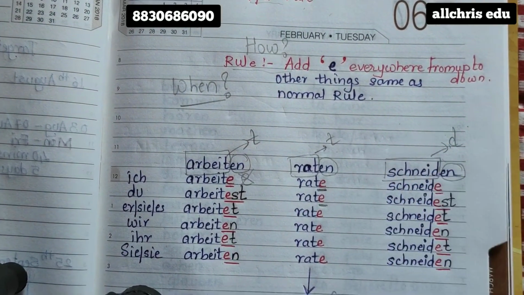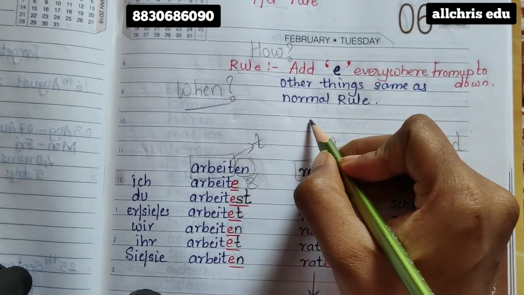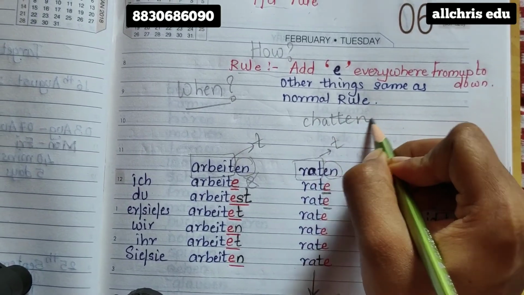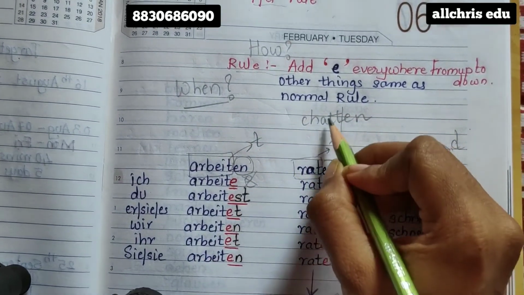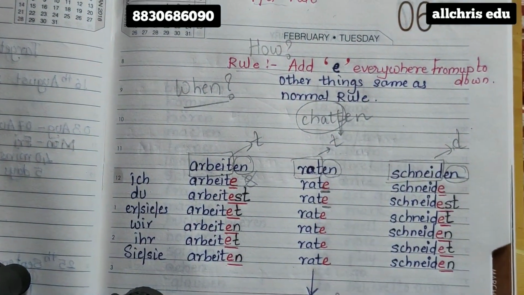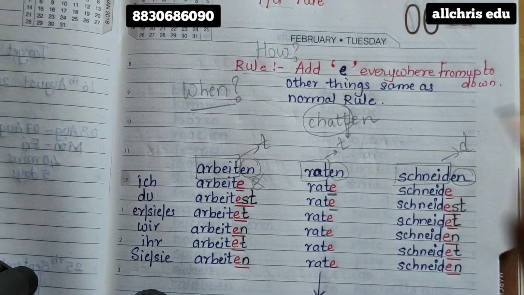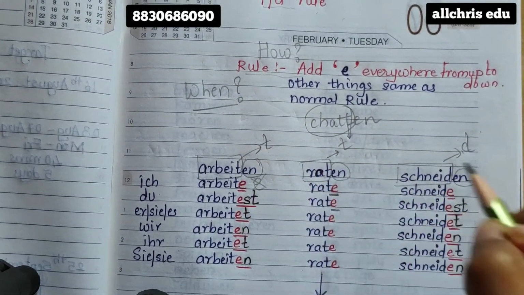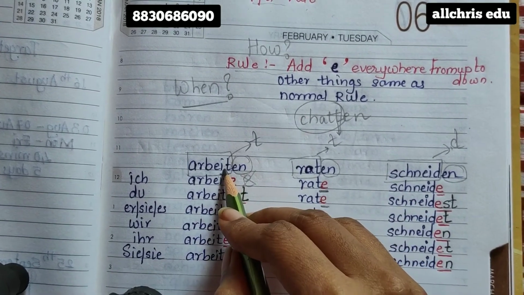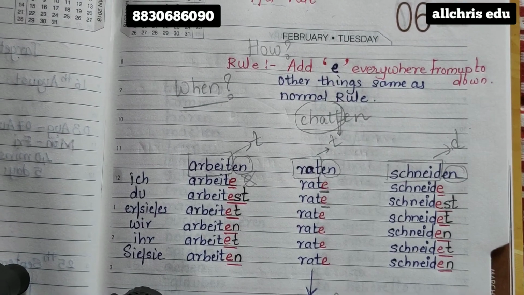So if I give you any verbs, like for example, if I give you the word chatten. If I cut en, the starting of the word is ending with T for tiger. Then you can apply this rule. So in this manner, whenever you cut en and if the starting of the word is ending with T for tiger or D for dog, that time you can apply the T/D rule.